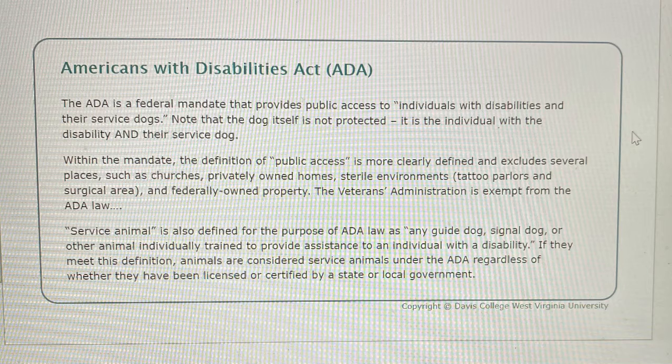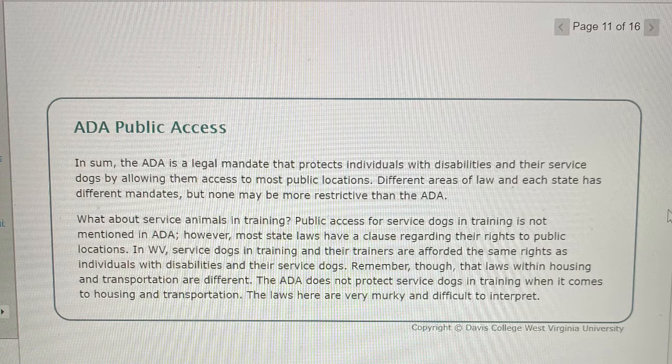Service animal is also defined for the purpose of ADA law as any guide dog, signal dog, or other animal individually trained to provide assistance to an individual with a disability. If they meet this definition, animals are considered service animals under the ADA, regardless of whether they have been licensed or certified by a state or local government. ADA public access. In sum, the ADA is a legal mandate that protects individuals with disabilities and their service dogs by allowing them access to most public locations. Different areas of law in each state have different mandates, but none may be more restrictive than the ADA.